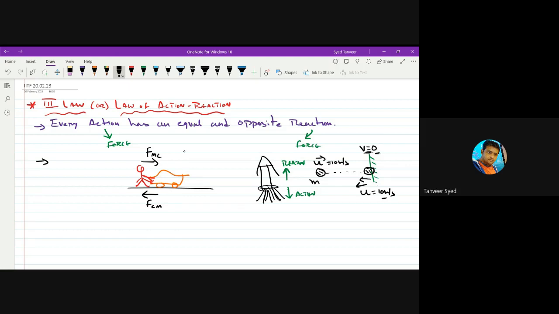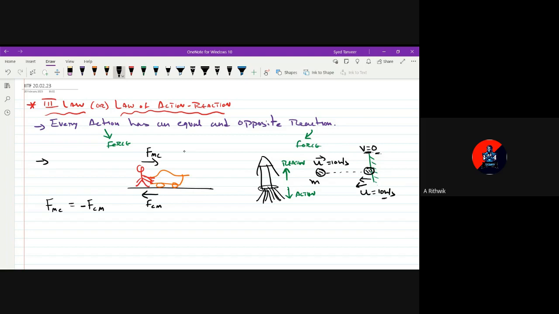And how will these two forces be? They will be equal and opposite from Newton's third law. Force by man on car is equal to force by car on man, but opposite, minus. You are applying 100 Newton force on the car. The car will also apply 100 Newton force on you. If you apply 500 Newton force on the car, it will apply 500 Newton force on you. Action and reaction are equal and opposite.